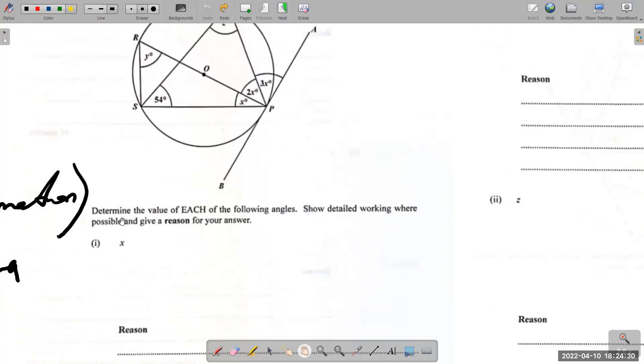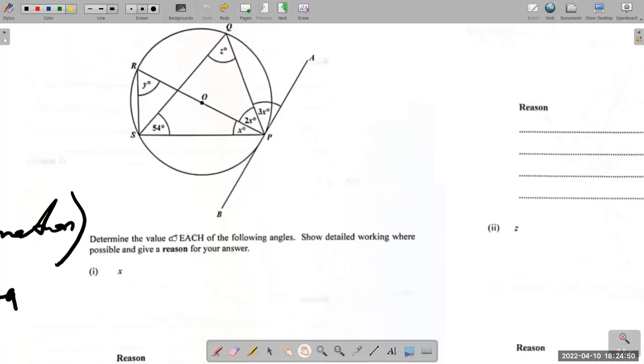So the first one it asks, make sure you read it. Always read. Determine the value of each of the following angles. Show detailed working where possible and give a reason. We already know what they mean by give a reason. State the rule that you use. State the theorem that you use. So let's look at X.